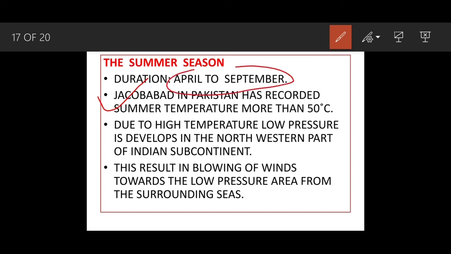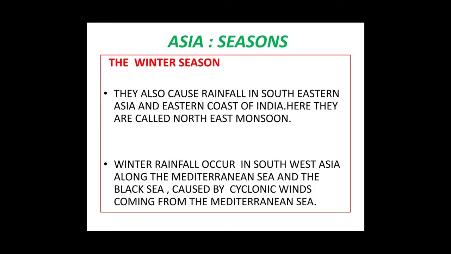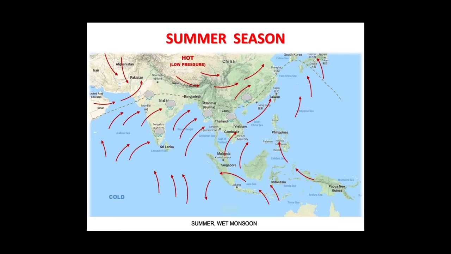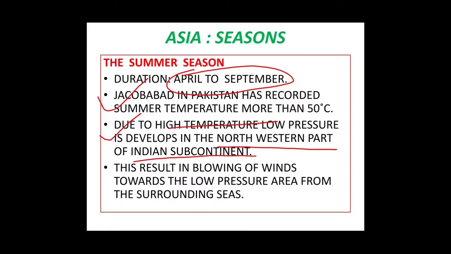Now, summer, what is the duration of the season? From April to September. Now, what is the nature of the season? Due to high temperature, low pressure develops in the northwestern part of the Indian subcontinent. Just now I had told you about this. Let's see a map, you will understand better. See the map. So you can see this low pressure. This is what we are talking about. This portion of Asia develops high temperature resulting in low pressure.